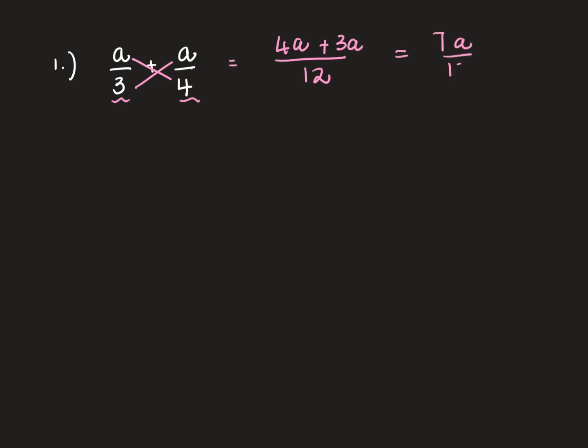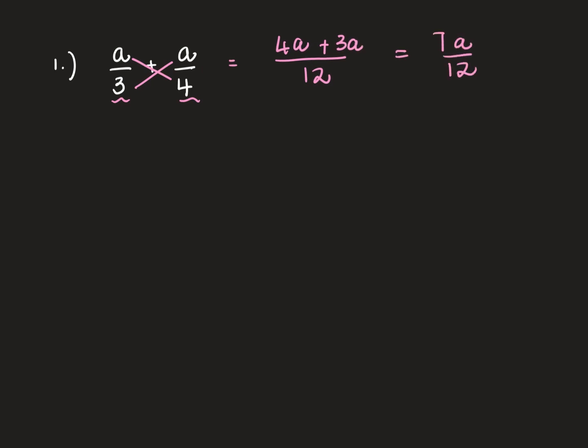Okay, here's another set. See if you can do these ones. Press pause. Okay, I'm adding fractions and the denominators are not the same. So what am I going to do? I'm going to make my new denominator. 3 times 4 is 12. And then I say that times that plus that times that. That's going to give me 7a over 12.